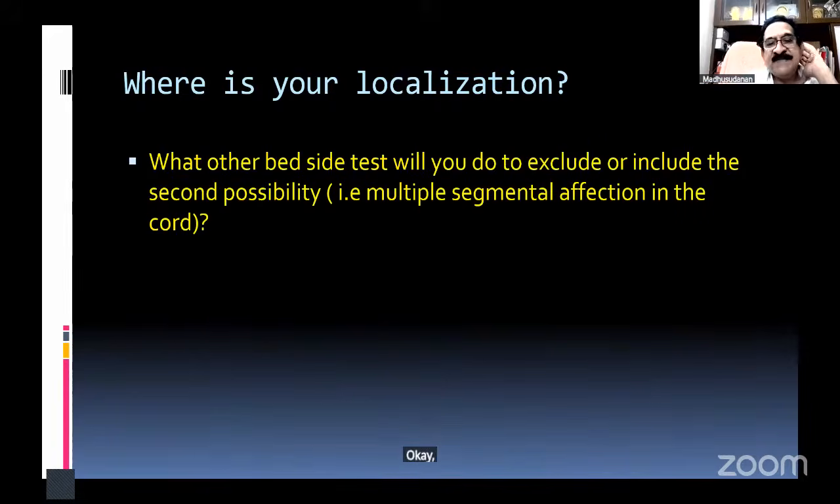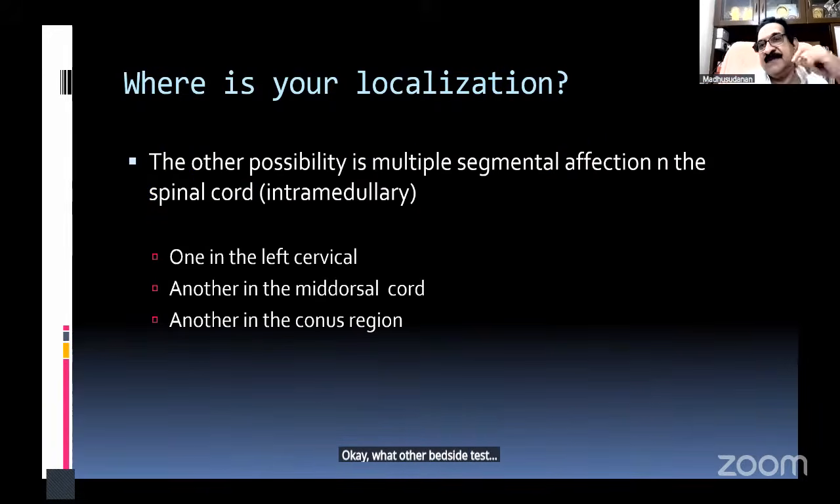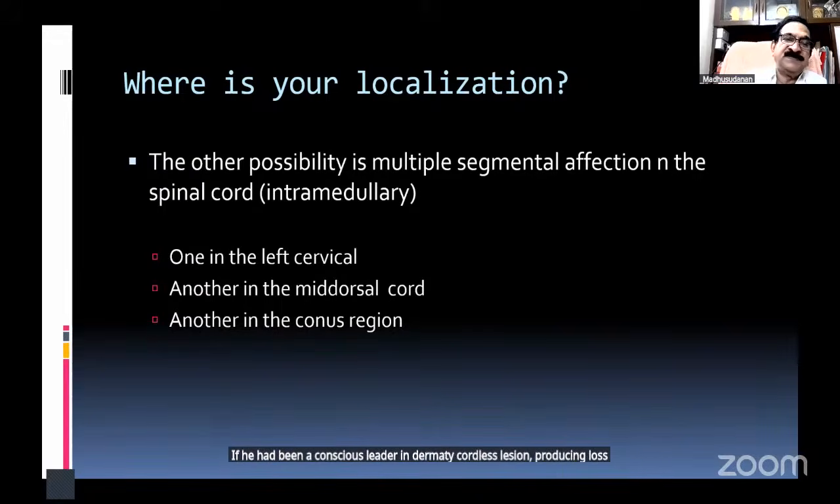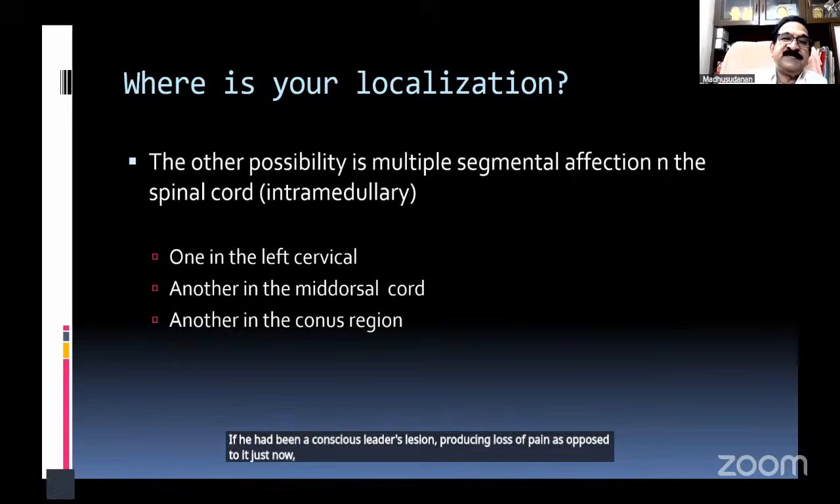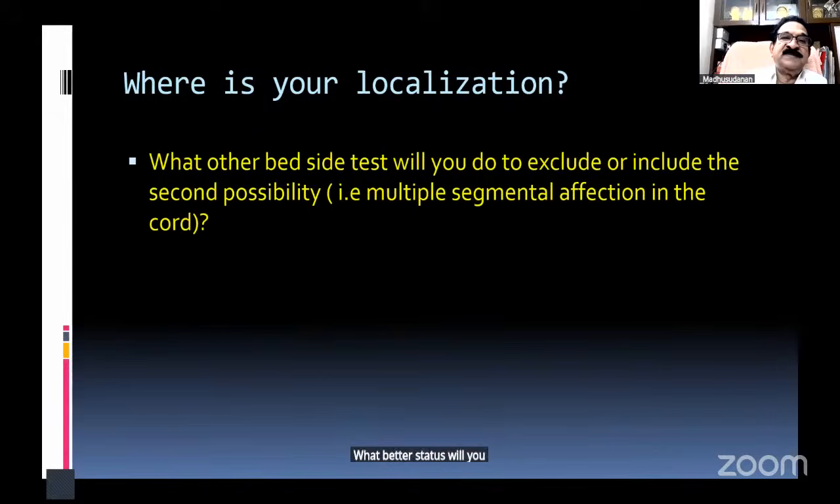Okay, what are the bedside tests? This is one possibility I kept, but I disproved it later on by one test. If he had a cord lesion producing loss of pain, as he postulated just now, what bedside test will you do to exclude or include the second possibility?